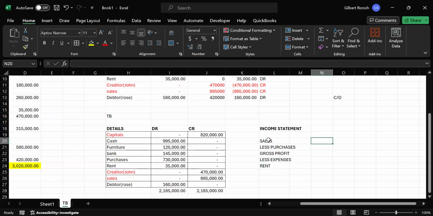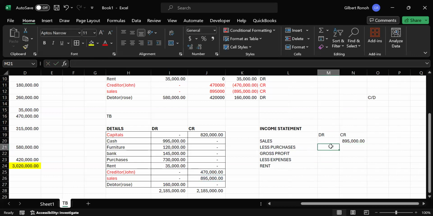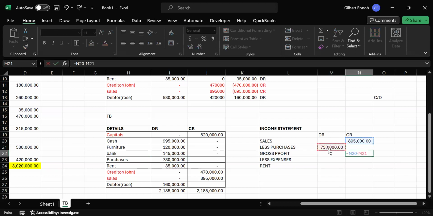Your income statement also should have a debit and credit balance, which we have. Sales should be credit, which it is, this one. So I link that one. That is the sales. Purchases should have a debit. This is purchases. Where is it? This one. And then I can get the gross profit. The gross profit, I take the sales minus the purchases. So that is my gross profit.